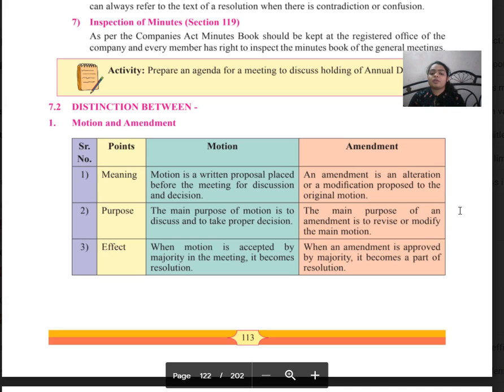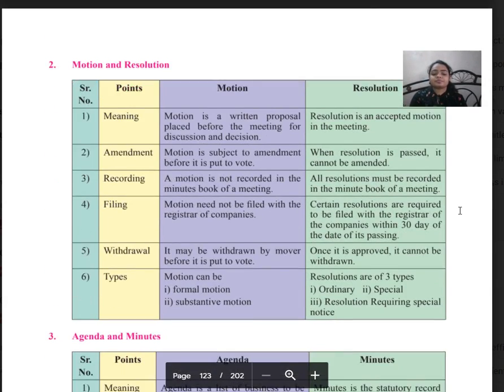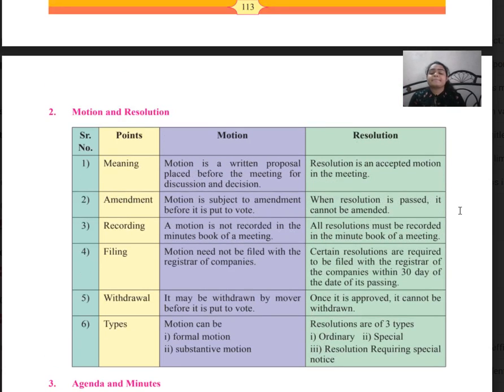Then effect. When a motion is accepted by majority in the meeting, it becomes a resolution. When an amendment is approved by majority, it becomes a part of the resolution. So basically, motion and amendment are two different concepts, and each one of them has different provisions to be studied. Then next we have motion and resolution after amendment.